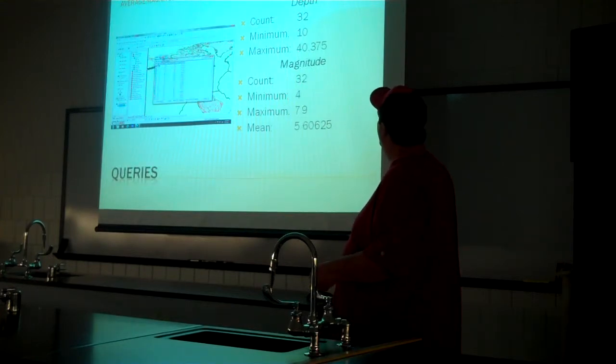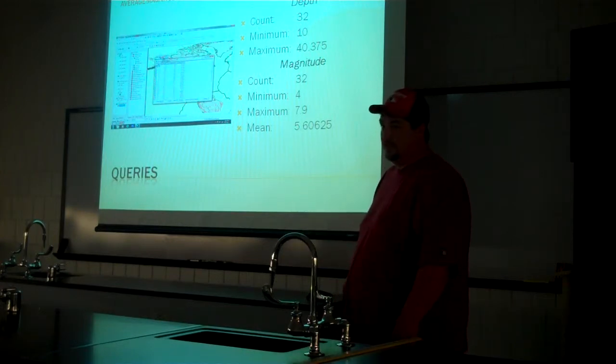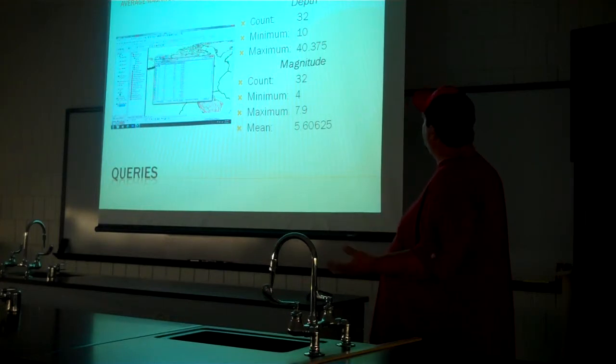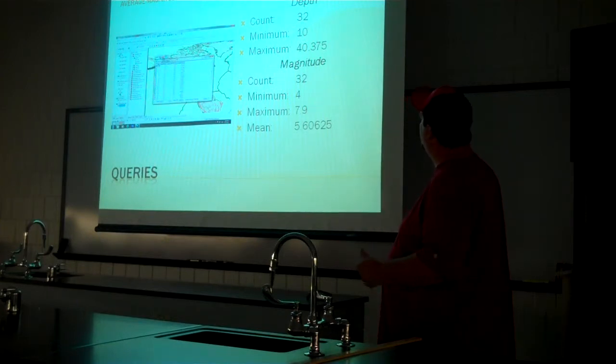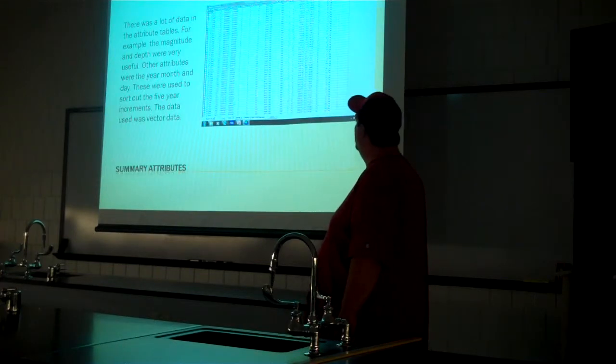Now, here we get a little more interesting. We got 32 for 1993 to 1998, the last 5 years. We've got a minimum of 10, maximum of 40.375 on the depth. I kind of switched those, I just realized that. And then my magnitude, 7.9, but the mean is 5.6, which is a little more.